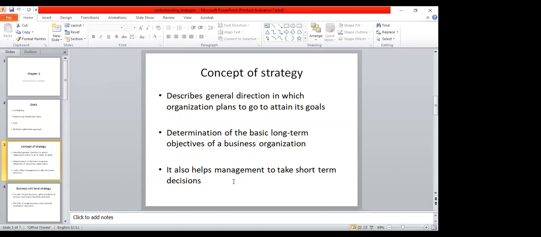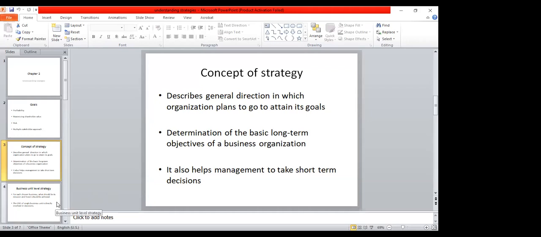Now, third point. It also helps management to take short-term decisions. Strategy does not focus only on the long term; it helps management take short-term decisions also. For short-term purposes also, it is being used. So in short, strategy can be known for long-term objectives as well as short-term objectives, because when the time comes for a short-term decision, again you need to refer to your strategy.